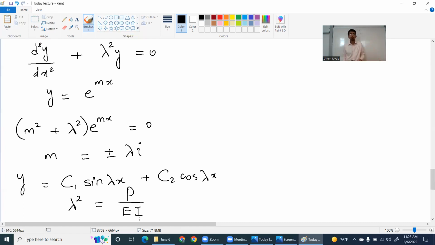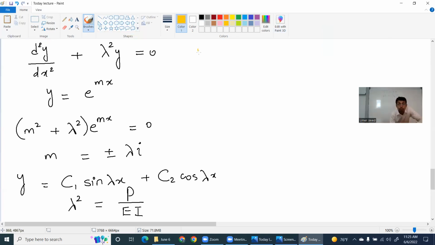First moment, not first moment. The area moment of inertia. Okay. So, quick question. Can anyone tell me how to find C1 and C2? By using boundary conditions, right? Good. Very nice.